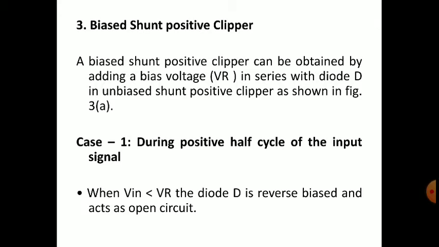First, positive clipper means the positive portion of the input waveform, that is the positive half cycle, the entire positive half cycle will be clipped off. Next, shunt means the diode is connected in parallel with the output, that is, we take the output across the diode. And bias means we should add this bias voltage in the circuit. So the same unbiased shunt positive clipper can be converted into the biased shunt positive clipper by adding a V reference voltage in series with the diode D.